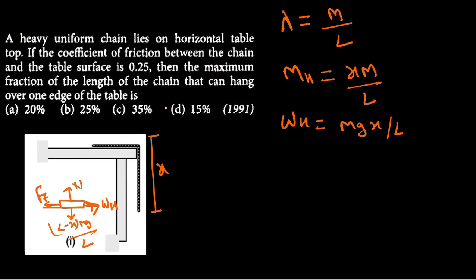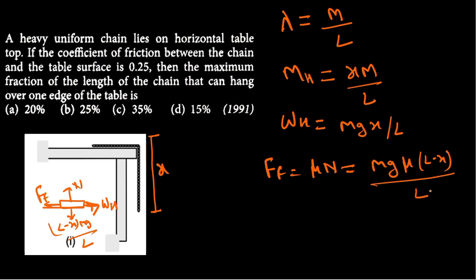Now the friction force will be mu into N. Here we have already seen that there is no motion in the vertical direction. So this normal and this (L minus x) mg by L will be equal. So the normal value is (L minus x) mg by L. So it will be equal to mg into mu into (L minus x) divided by L. So this is the frictional force and this is the weight. Both should be equal. Only then the chain will be stable there.